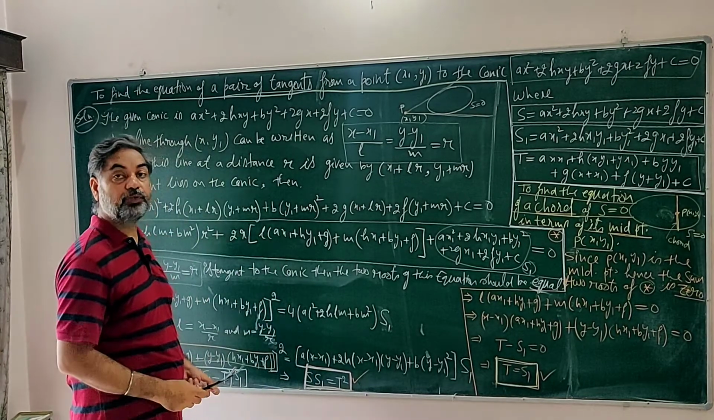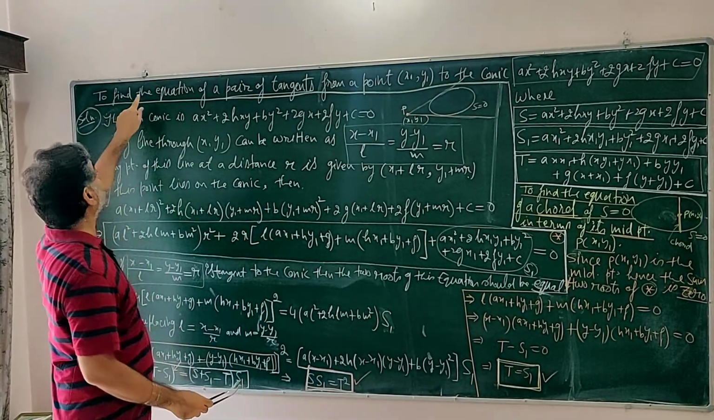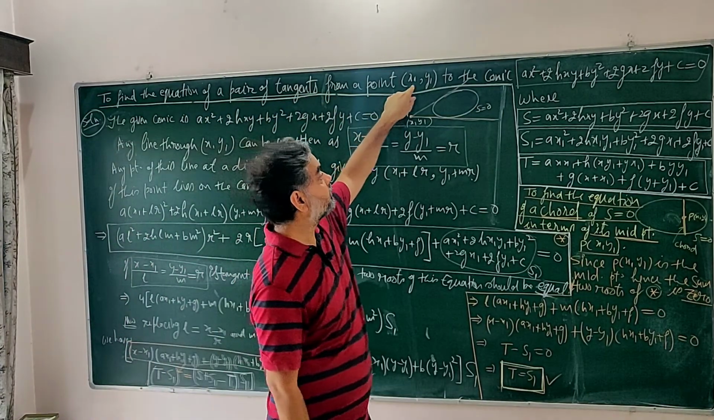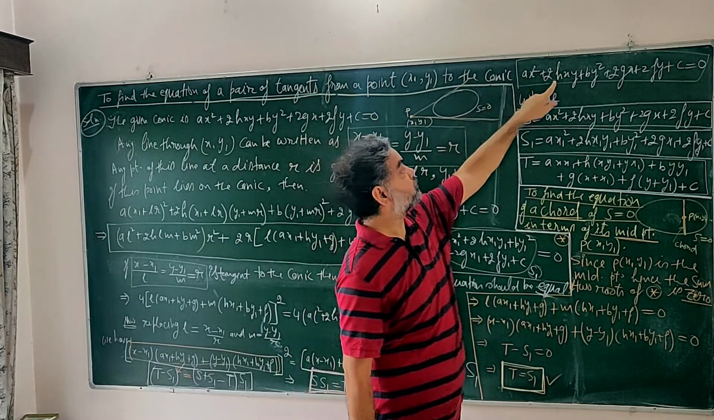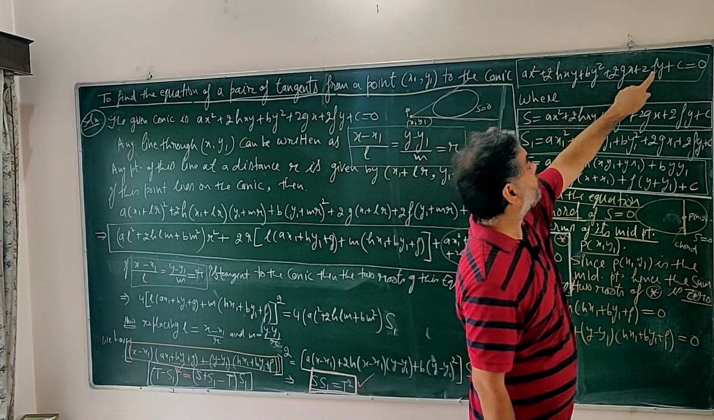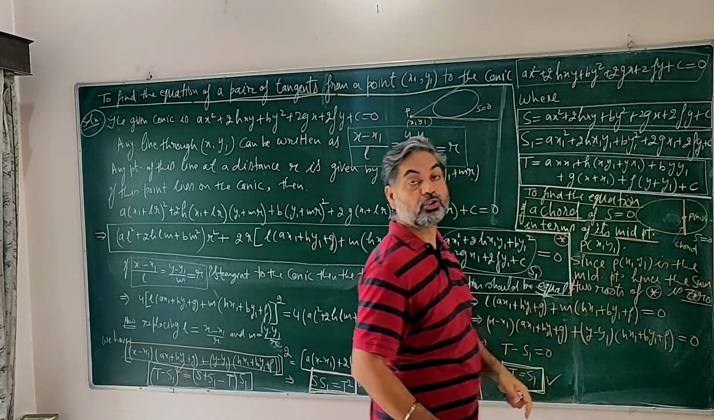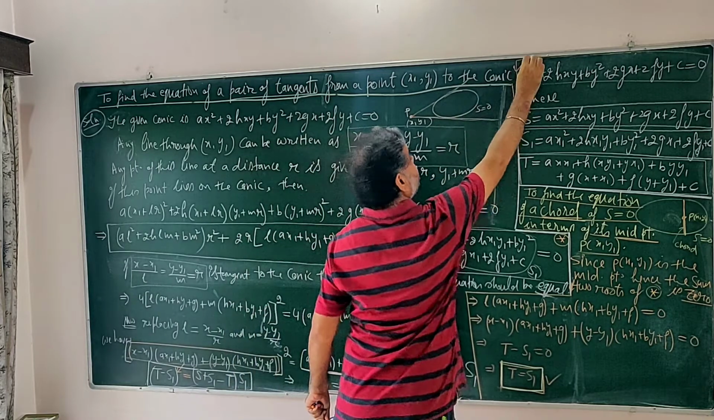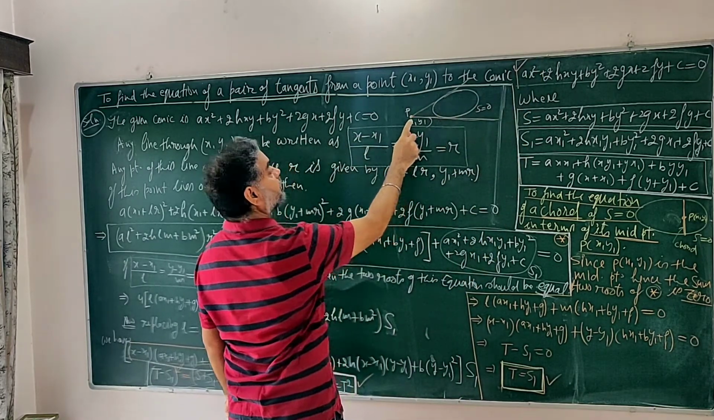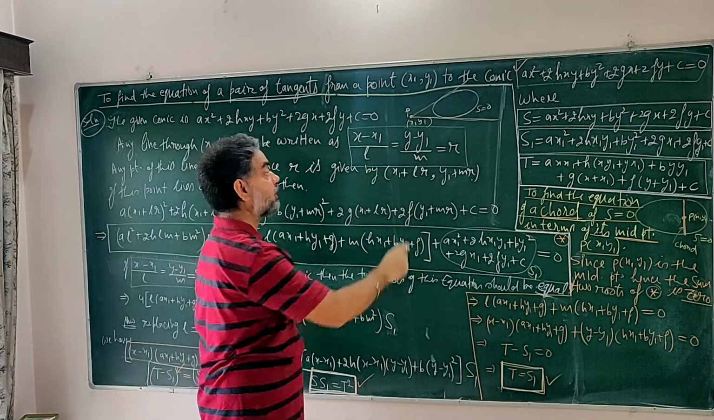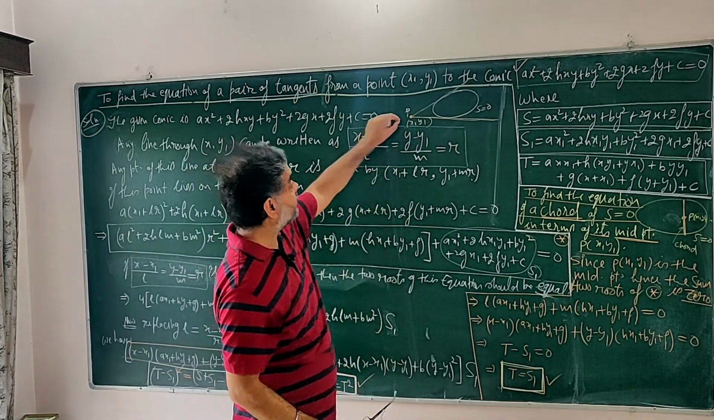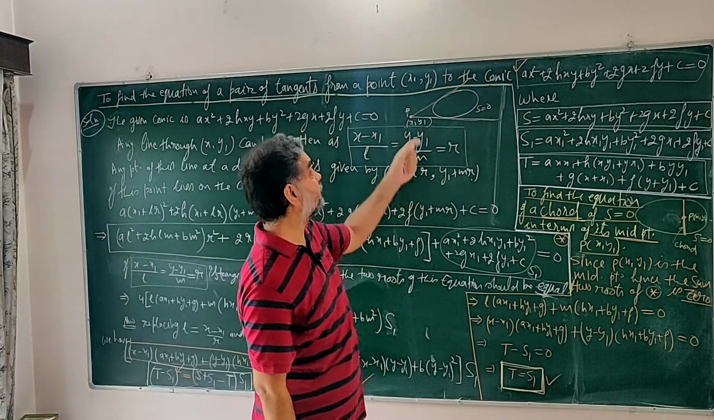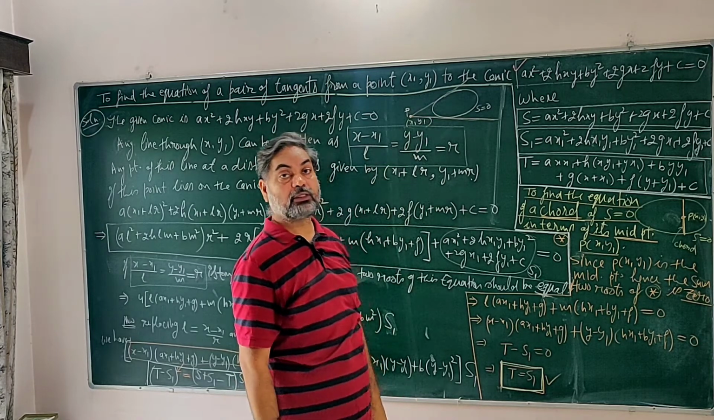So next, we have to find the equation of a pair of tangents from a point x1, y1 to a given conic ax square plus 2hxy plus by square plus 2gx plus 2fy plus c equal to 0. Suppose we are given this conic, and a point P whose coordinates are x1, y1, and from this point we draw two tangents to this conic. Then what is the joint equation of these two tangents? That we have to do.